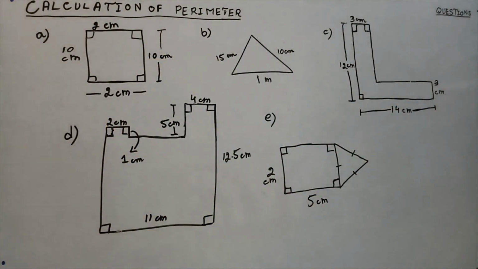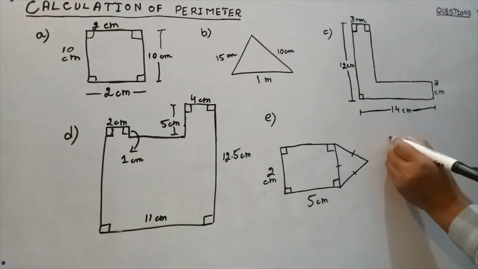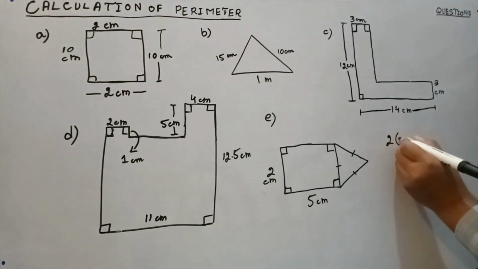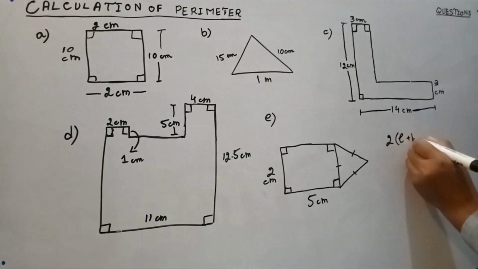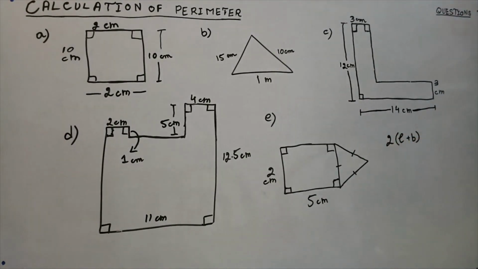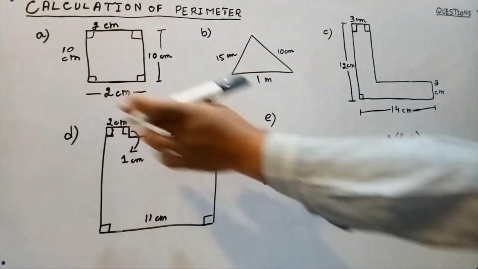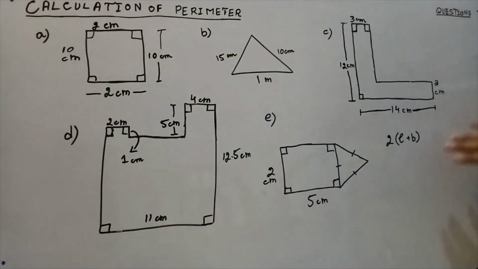Now if we add all the lengths, this length, this length, this length and this length, it will be the boundary of this shape, which is the perimeter. So we can add all the lengths, or we have a formula to calculate the perimeter of a rectangle. The formula is 2 multiplied by (length plus breadth). Clear? This is the formula to calculate the perimeter of a rectangle.